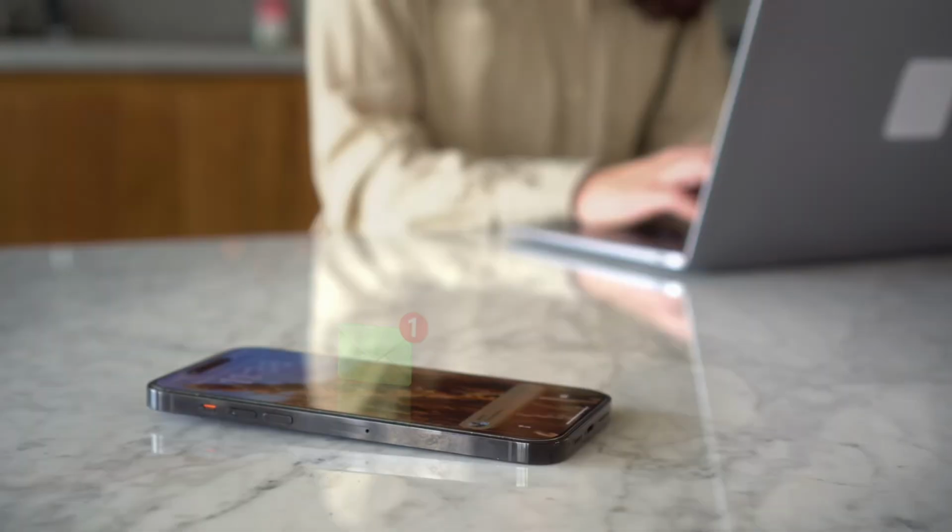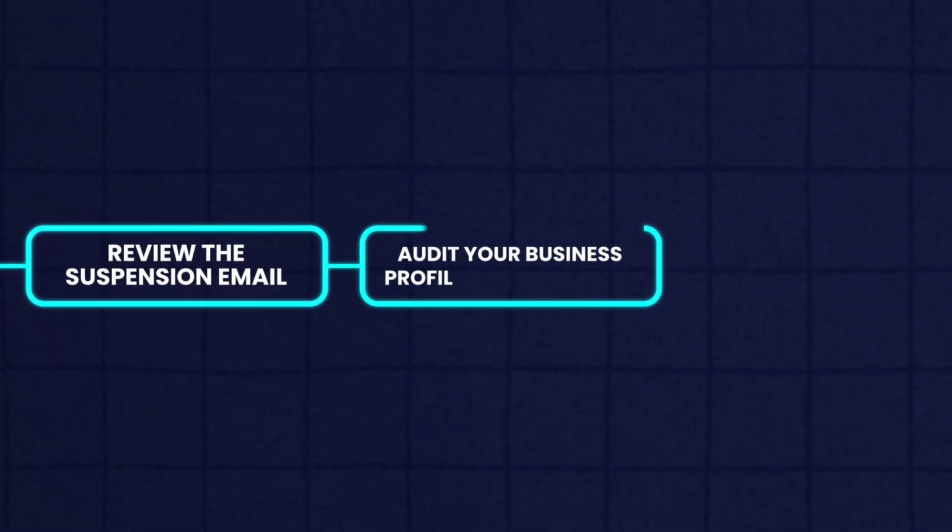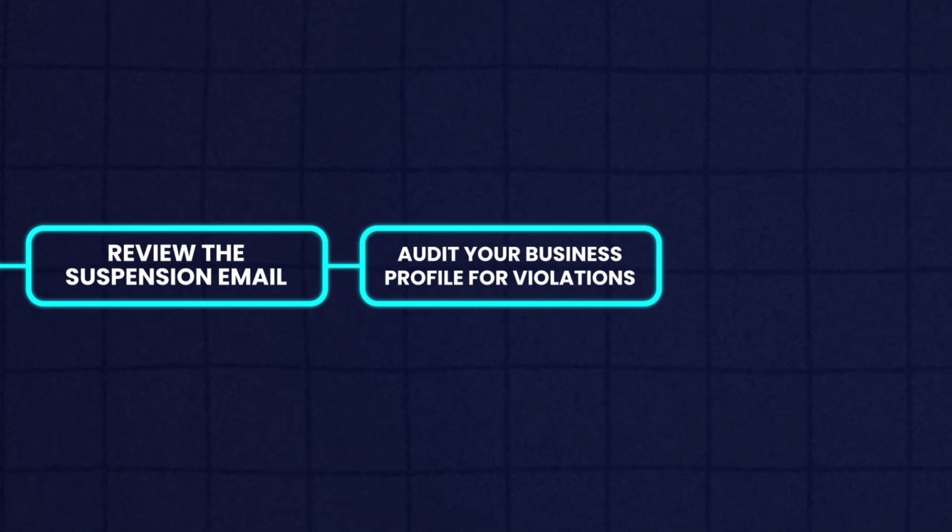Look for any emails from Google with subjects like your business profile has been suspended or your Google account has been suspended. If you don't see an email, check your spam folder and all email addresses associated with your Google account. Step 3. Audit your business profile violations. Before appealing, you need to identify and fix any violations. And here's our checklist specifically for contractors.